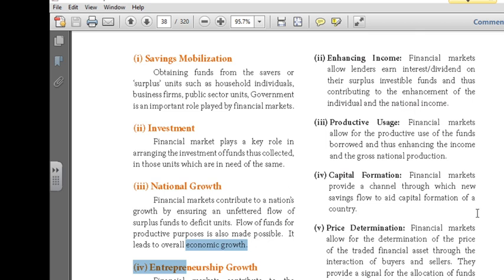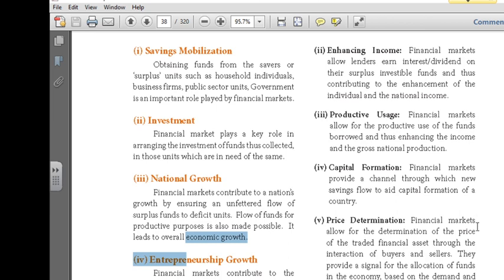Next is price determination. The price of a traded financial asset is determined through the interaction of buyers and sellers. They provide the signal for the allocation of funds. It is based upon demand and supply. You know this concept in economics. You know about the price and demand-supply mechanism of goods, which is called the price discovery process.